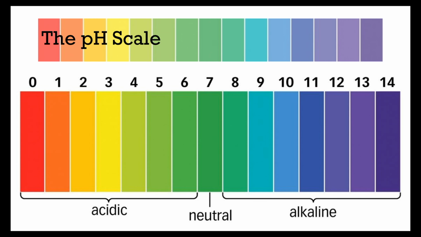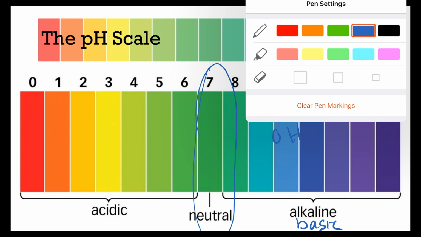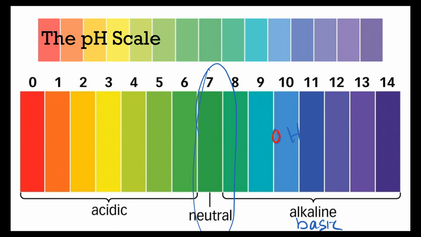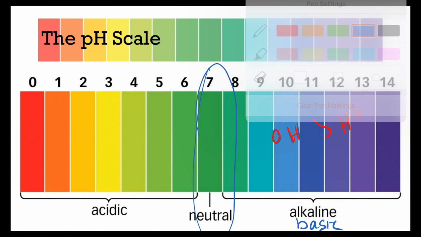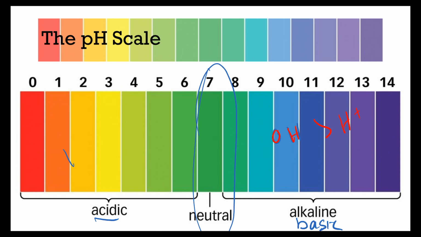So here is our pH scale. Again, a pH of 7 means you are neutral, so your H plus equals your OH minus. If you're alkaline, this also means basic. You have a pH that is bigger than 7, so your OH, let me get a different color so you can see that, your OH is bigger than your H plus. You have more OH than you do H. If you are acidic, that means you have more H than OH.